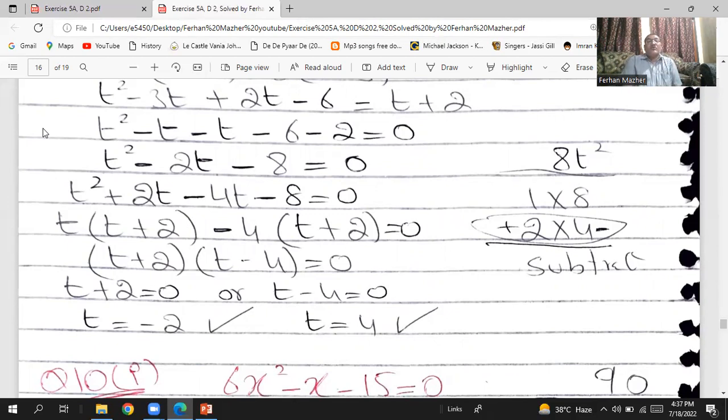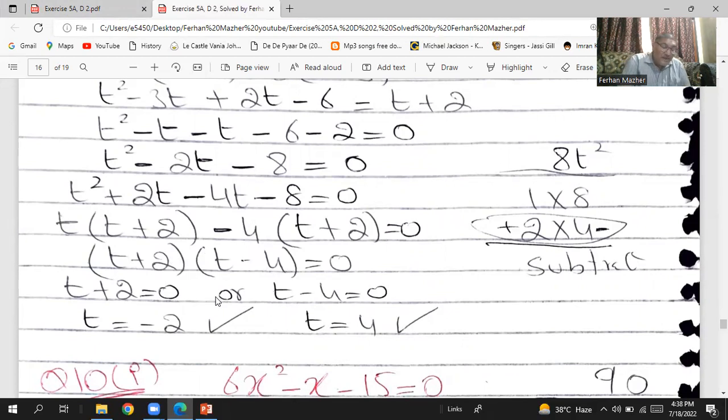From the first two terms, you can see the t is common. So you will be left with the t plus 2 in the bracket. From the last two terms, -4 is common. So you are left in the bracket with the t plus 2. And from this term and this term, t plus 2 bracket is common. From there, you will have the t. From here, you will have the -4. These two brackets are multiplying with each other equals to 0.